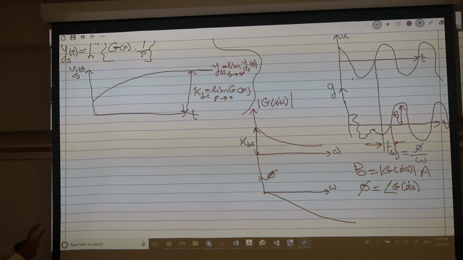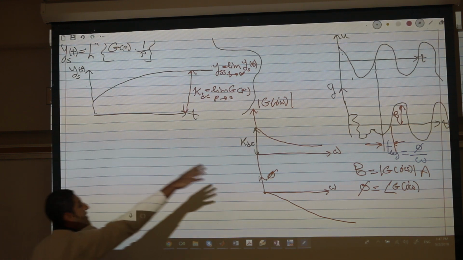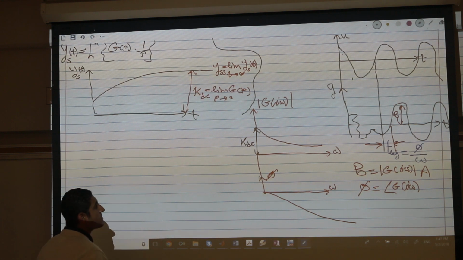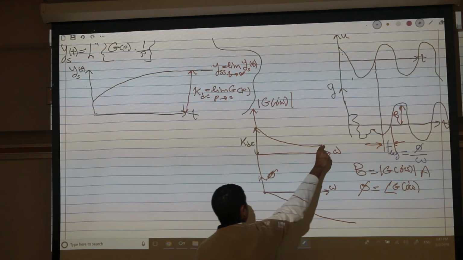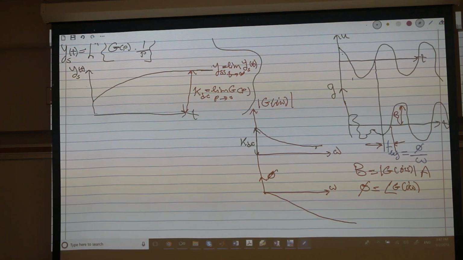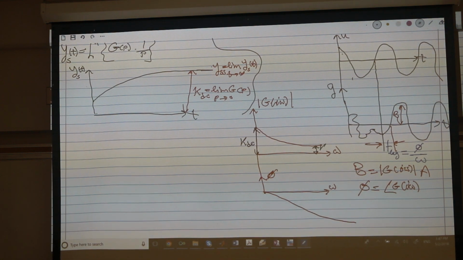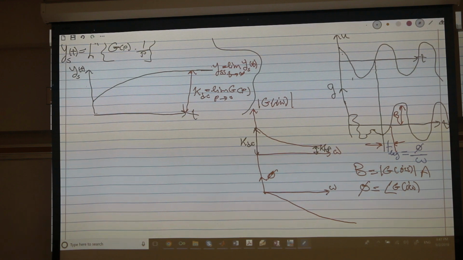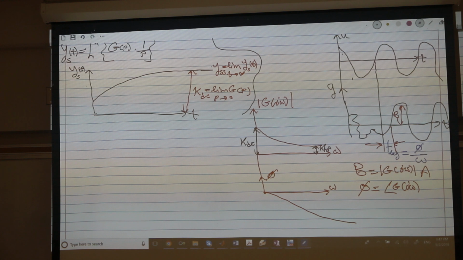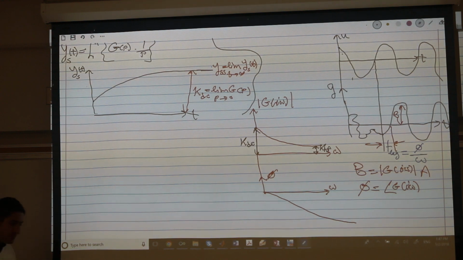The other limit, so this is at infinite time and zero frequency. The other limit is the other way around. So this is the DC gain, this will be the high frequency gain. So the limit as omega goes to infinity, this is K high frequency, the high frequency gain. Okay? And what's the high frequency gain? Think about it.